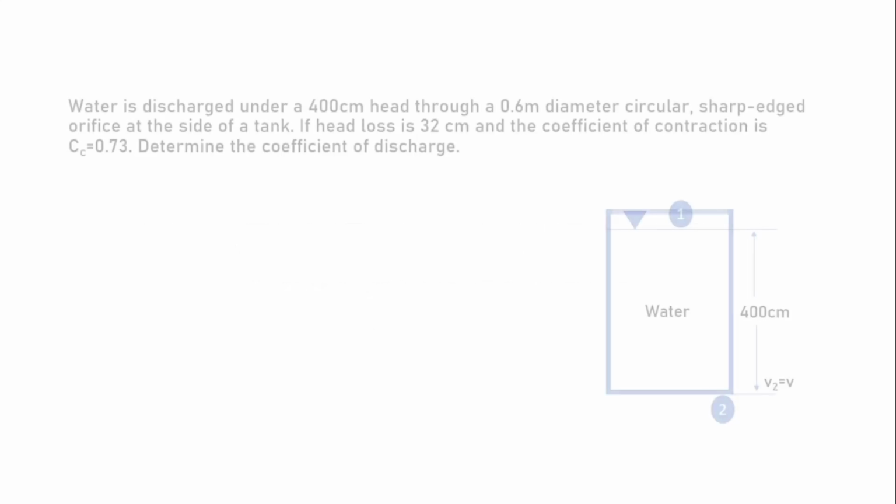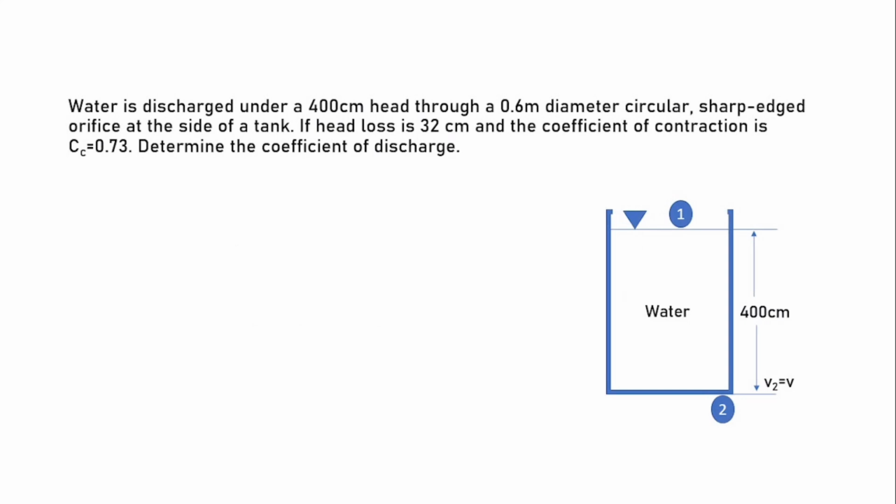Hi everyone, in this video, we're going to talk about the fluid flow measurement. Here is our example in this chapter. Water is discharged under a 400 centimeter head through a 0.6 meter diameter circular sharp-edged orifice at the side of a tank. If head loss is 32 centimeters and the coefficient of contraction is 0.73, determine the coefficient of discharge.